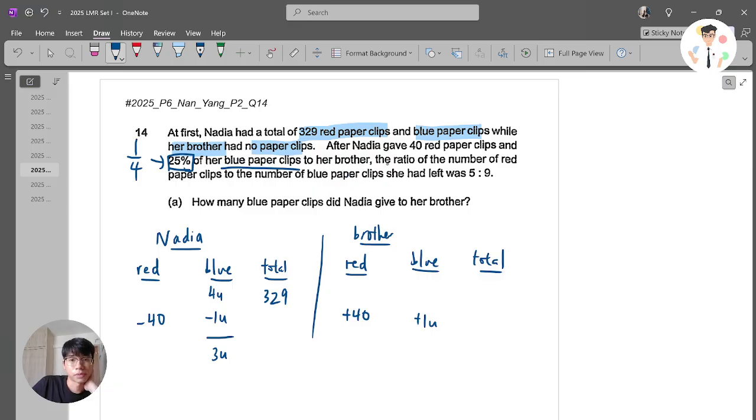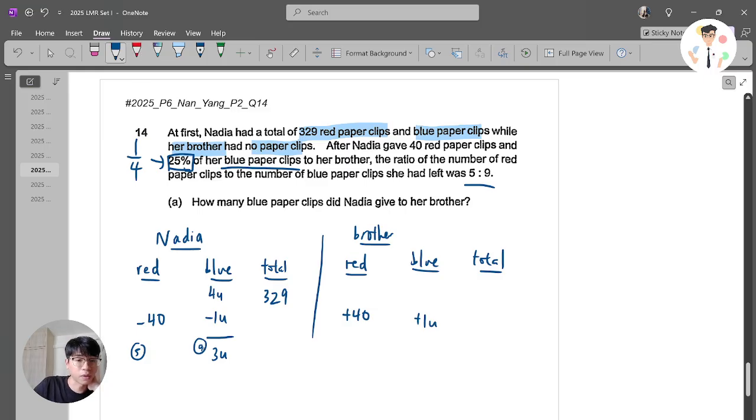And the ratio of the number of red paper clips to the number of blue paper clips she had left was 5 to 9. Means that here supposed to be 5 units, here supposed to be 9 units. Okay? But here still supposed to be 9, but here says 3. Means that what? These two are supposed to be the same, but they are not the same. So we are supposed to make it the same by looking for LCM.